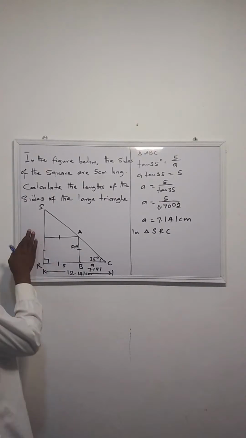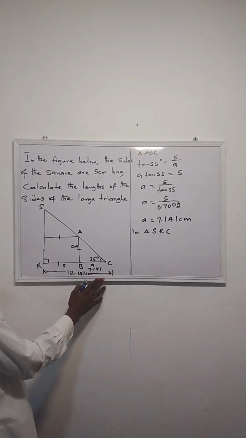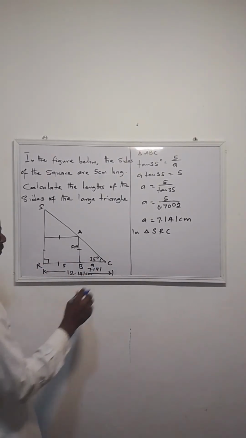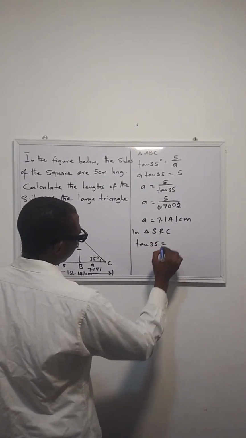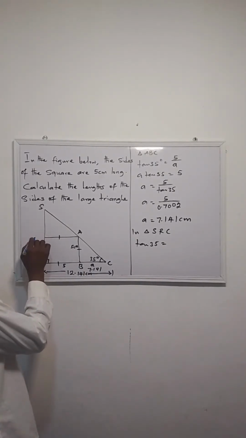Now we connect opposite and adjacent together. Luckily for us, we have the value of length RC. So we have tan 35 equals opposite over adjacent. Now let's call this opposite P.